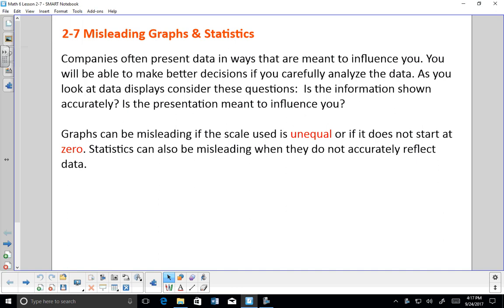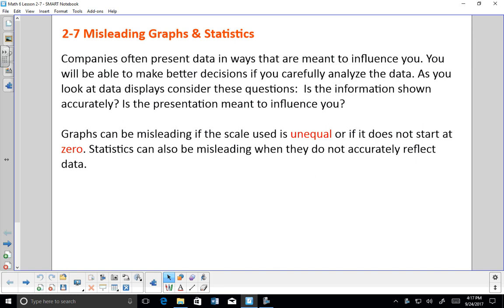This is Math 6, Lesson 2-7, Misleading Graphs and Statistics. Companies often present data in ways that are meant to influence you. You will be able to make a better decision if you can carefully analyze the data. As you look at data displays, you might want to consider the following questions.